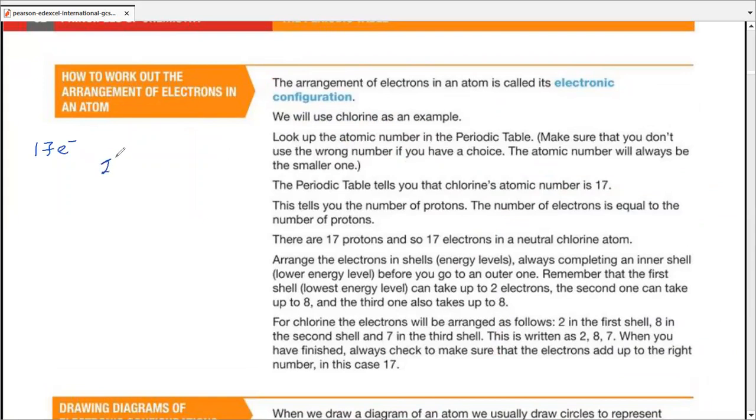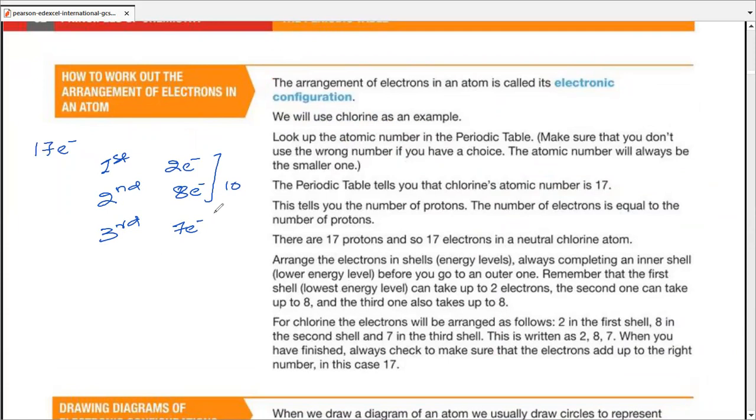As we know, the first shell can only contain a maximum of 2 electrons. The second can only contain a maximum of 8. So if we put these electrons in the order, we are already done with 10 electrons. How many are we left with? 7. So in the third shell, obviously there are 7 electrons. It doesn't even become stable with it.